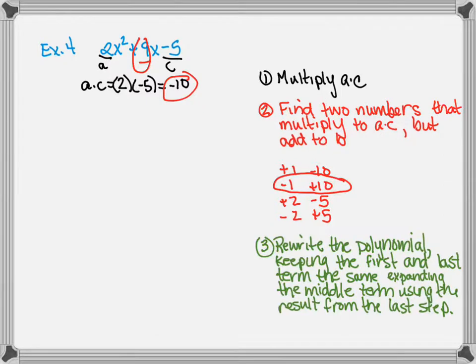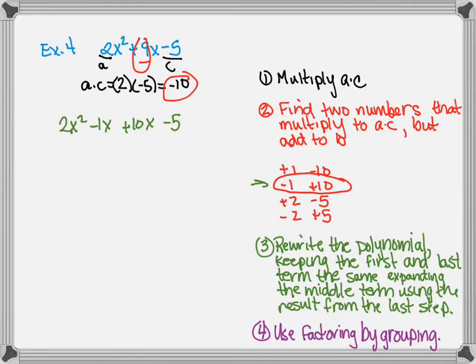So now we will rewrite the polynomial, our original one, the 2x squared plus 9x minus 5, keeping the first and last term the same and expanding out the middle term using the result that we found from the last step. So I'm still going to write 2x squared. I'm going to end with minus 5, but instead of writing plus 9x, we're going to write, using our negative 1 and our positive 10, negative 1x plus 10x. And we're not really changing the value of the polynomial, because if we combine those, we would come back to our original polynomial. We're just expanding it out.